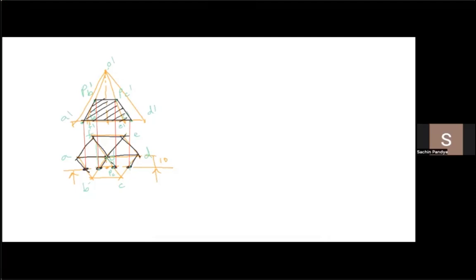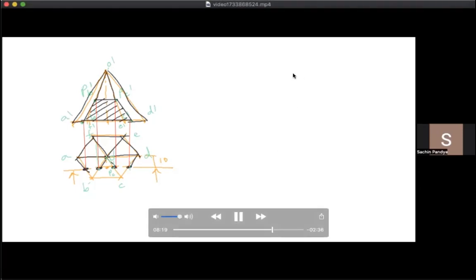This is how it is. And the outer boundary will be dark like this. So draw this. Got it? Understood?